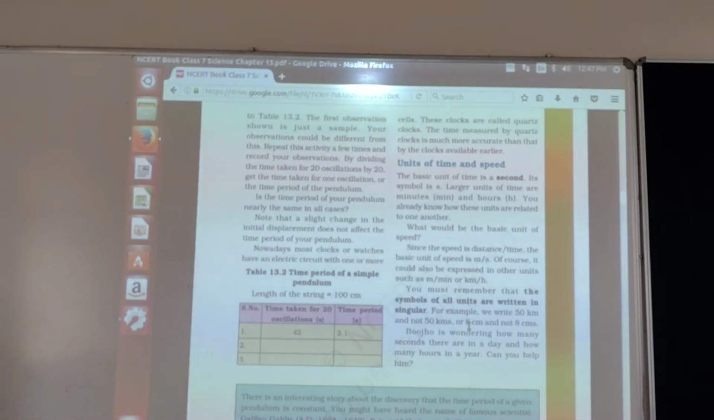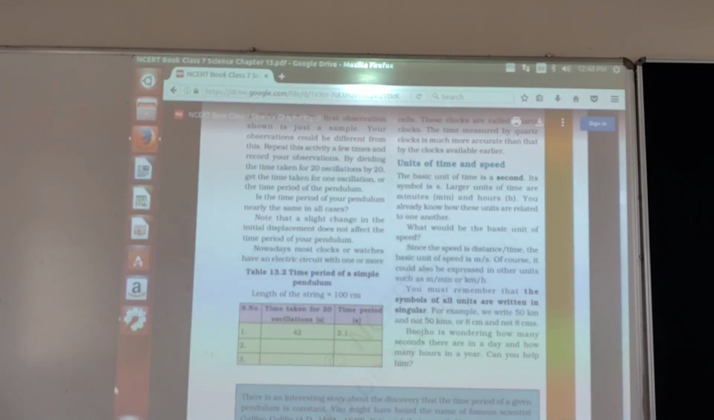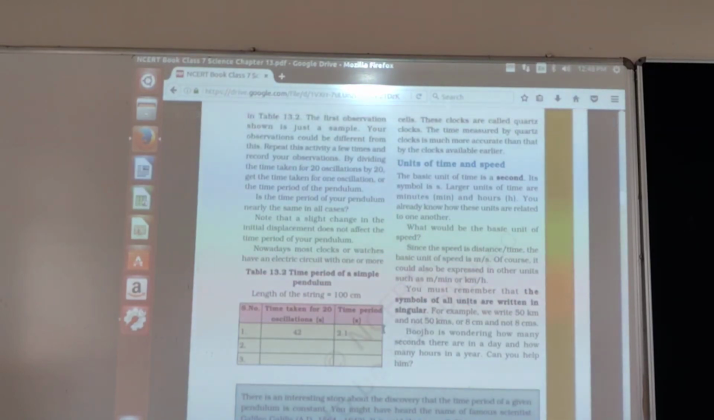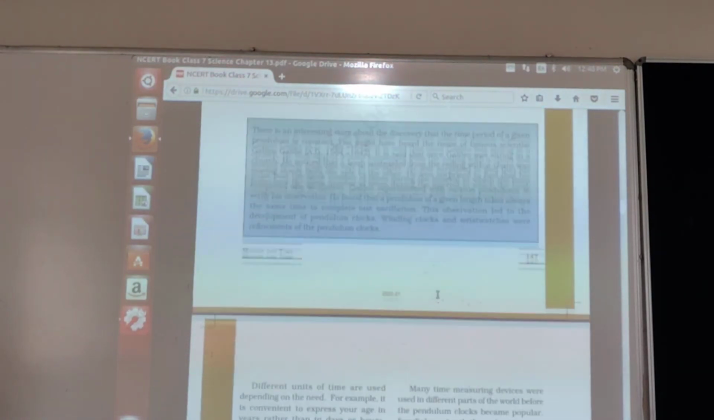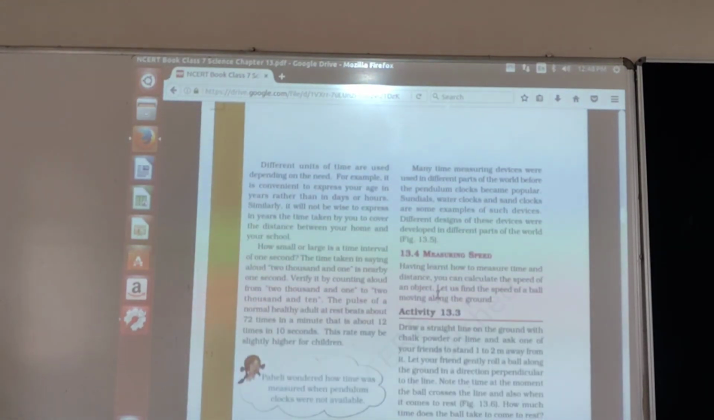Examples are also given. For example, if you want to write 50 kilometer, you cannot write 50 kilometers with an s. No, this is wrong. So for kilometer, always write the singular.